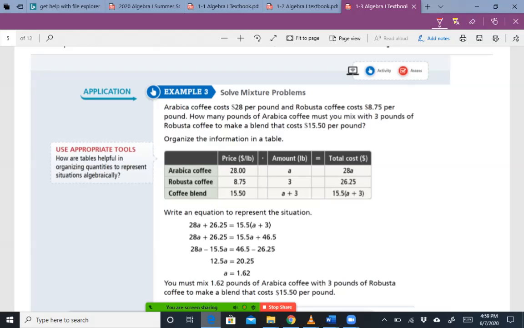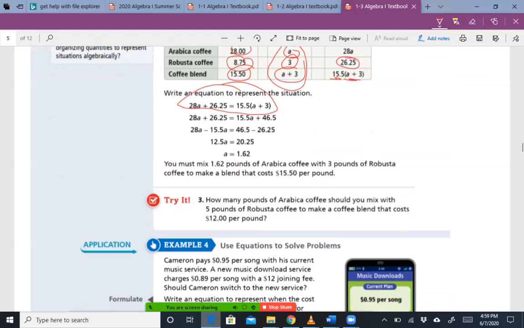So, Arabica coffee, 28 bucks each. You want to buy 8 pounds of it. You're adding that with Robusta coffee, $8.75 a pound. You're guaranteed 3 pounds. You multiply those numbers, you get this. But you want a coffee blend that's 50 a pound. You got to consider both of these added together. So it's 15.5 times 8 plus 3. Bing, bang, boom. You have an equation. You solve for A after that. Not difficult.